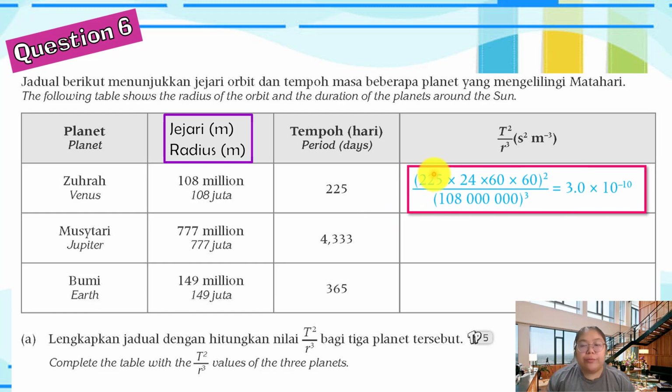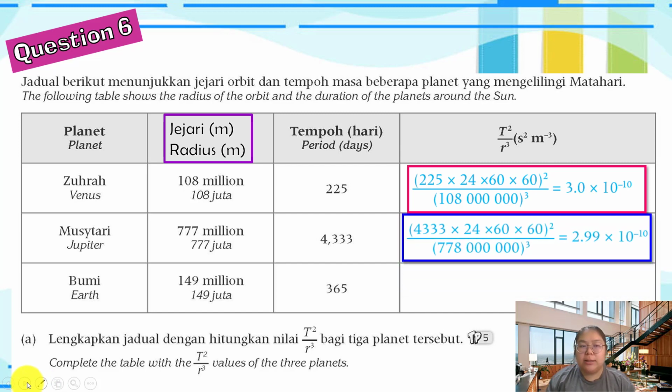Okay, the days 225 multiply 1 day, 24 hours, then 60 minutes. Then you need to convert to the second, so you multiply 60 and 60. Remember, go to square. This one is a radius. If I convert to meter already, the radius is 108, then after that we got 60. Then remember, go to cube. Follow the formula. So final answer, I get 3 times 10 power of negative 10. The unit is already provided, so you need not write. So I show all the answer here.